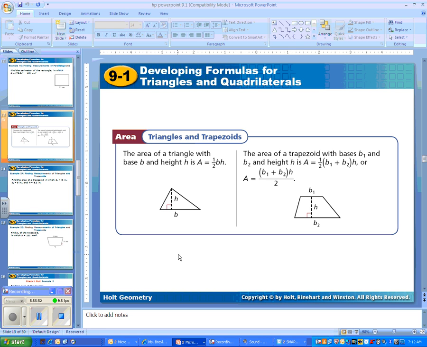The third shape we're going to talk about in 9.1 is the triangle. And we know that the formula to find the area of a triangle is base times height divided by 2.